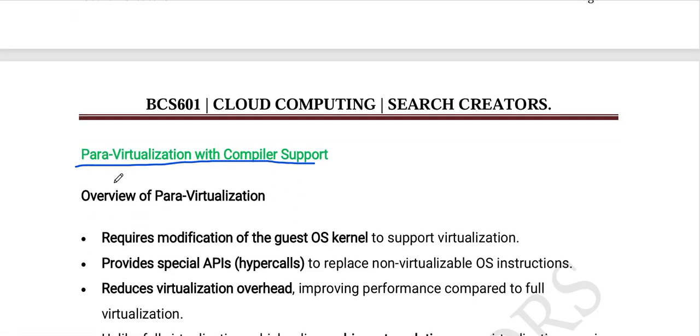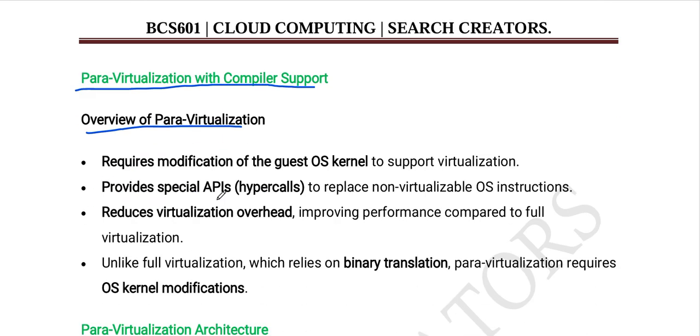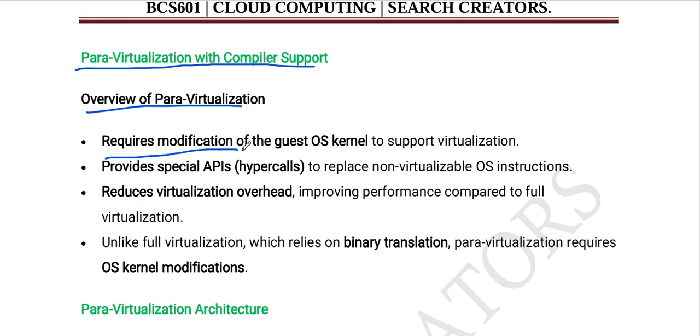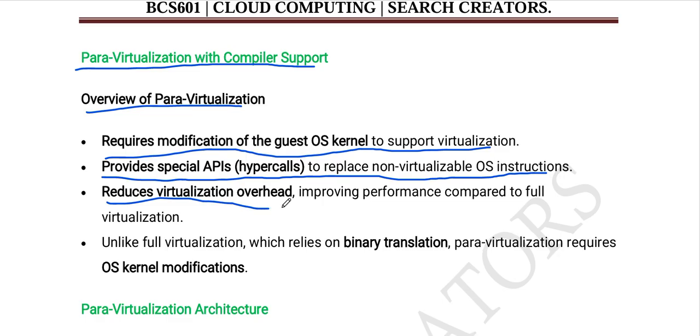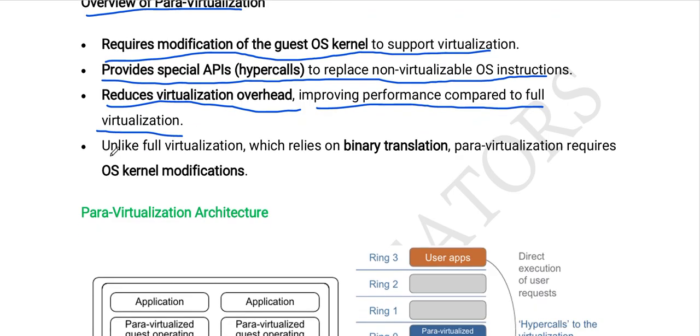Overview of para-virtualization. It requires modification of the guest operating system kernel to support virtualization. It provides special APIs like hypercalls to replace non-virtualizable operating system instructions. This reduces virtualization overhead, improving performance compared to full virtualization. Unlike full virtualization, which relies on binary translation, para-virtualization requires operating system kernel modifications.